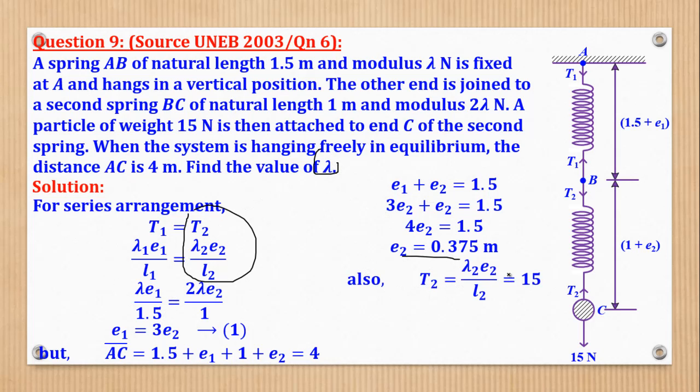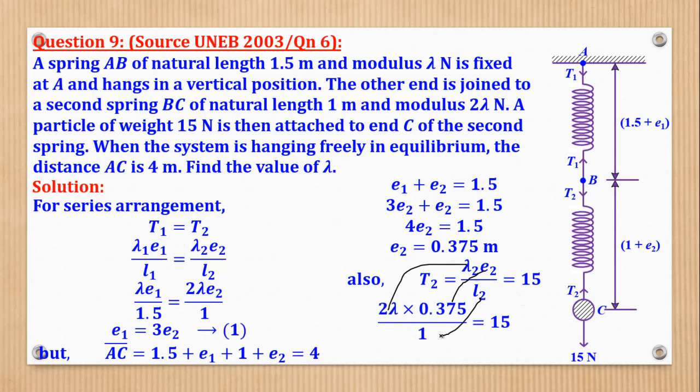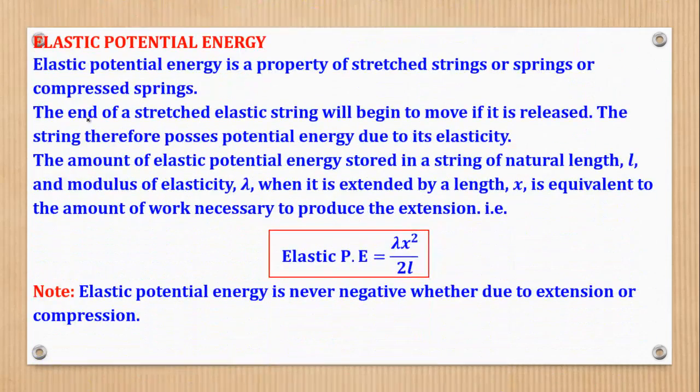So T2 will be equal to this, and from here, you realize that T2 is equal to 15. Therefore, substitute for lambda, extension, original length. So I can get the value of lambda, and that's what they wanted. Okay, so that has been an arrangement of two strings.